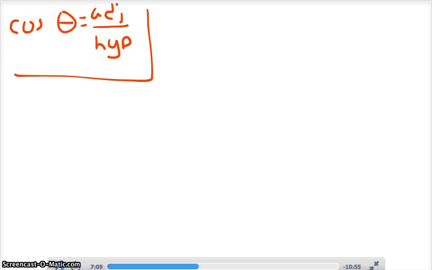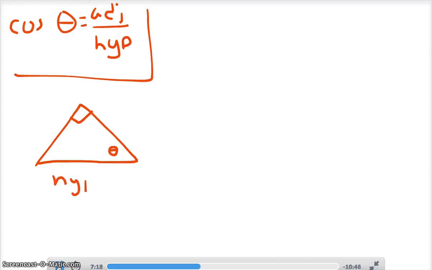So for example, if this is my theta, of course this is my hypotenuse, and then the side that's next to this angle would be this side, and that's my adjacent. So let's do an example.